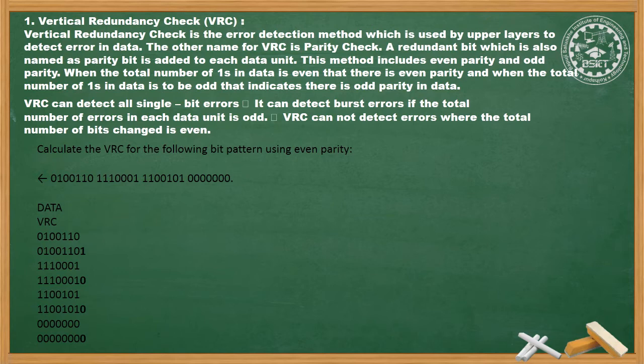It can detect burst error if the total number of errors in each data unit is odd, and VRC cannot detect errors where the total number of bits changed is even. Just now we discussed that in parity, if more than one bit is changed, it is very difficult to detect the error.